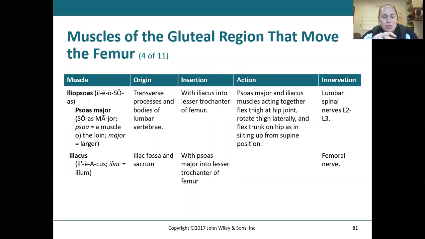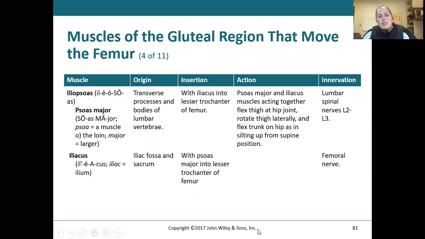The psoas major. The origin is the transverse processes and bodies of the lumbar vertebrae. The action here is that the psoas major and the iliacus are muscles acting together to flex the thigh at the hip joint, rotate it laterally, and flex the trunk on the hip, as in sitting up from a supine position. It's got to be sitting up, right? Innervation is lumbar spinal nerves L2 through L3.